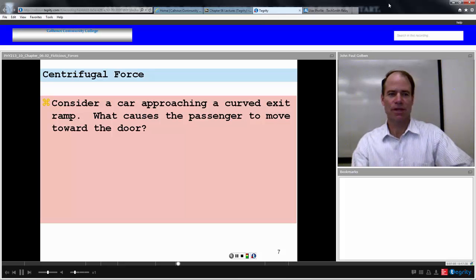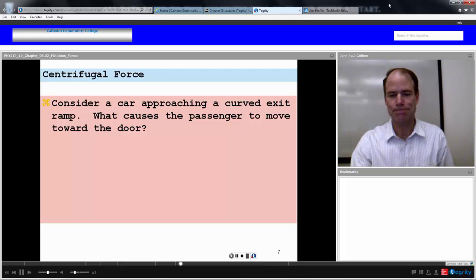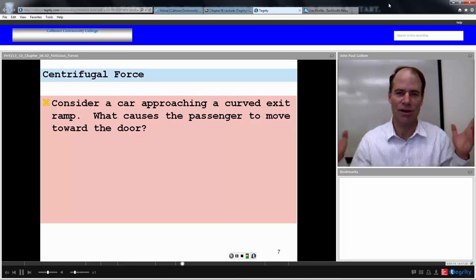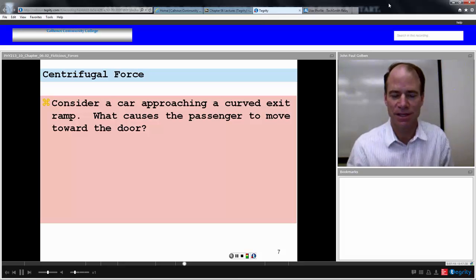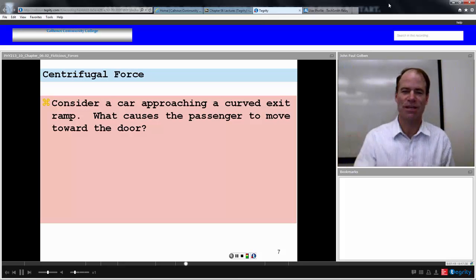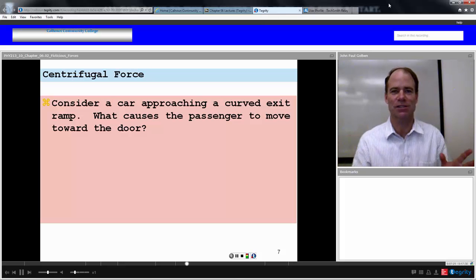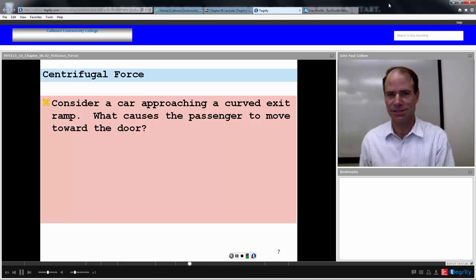Consider this. Say you're in a car approaching a curved exit ramp, and let's say you've slicked down the passenger seat. You're on a date. You're trying to impress. You're trying to do everything you can to be good on your date. But then you thought, it'd be nice to conduct a scientific experiment at the same time. So before you go on the date, you slick down the passenger seat so that there'd be no friction there.